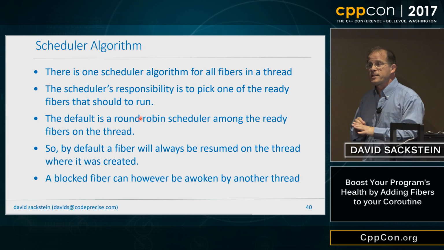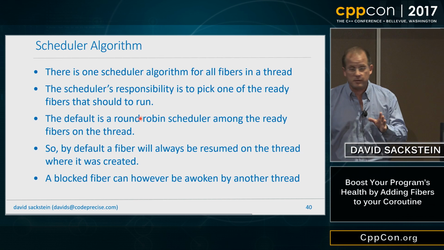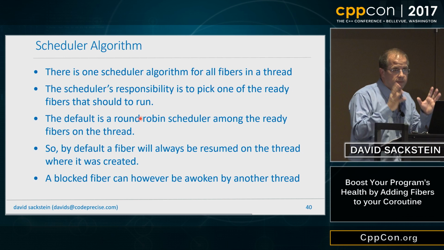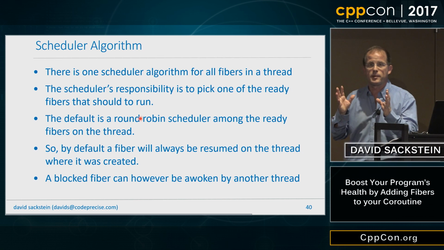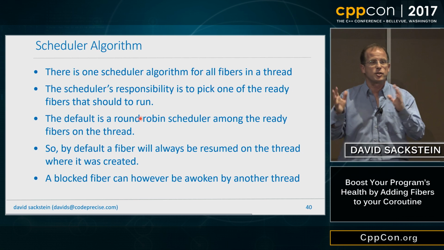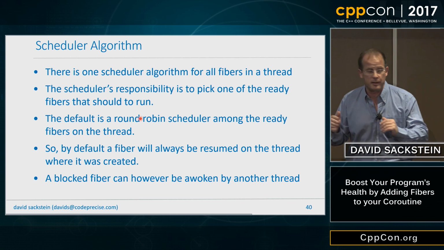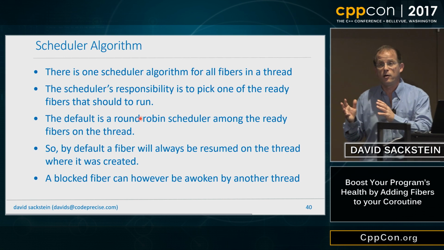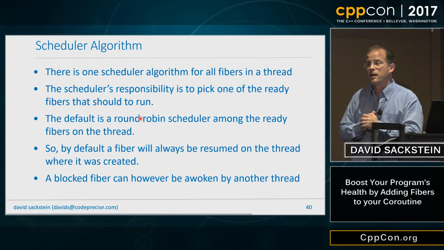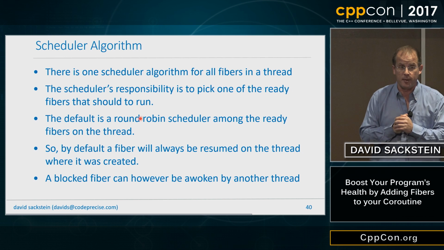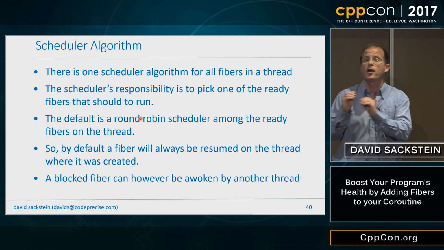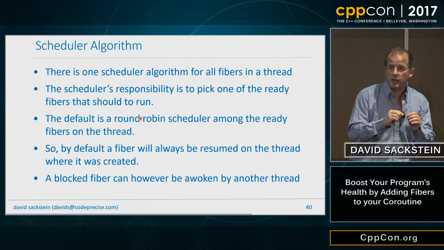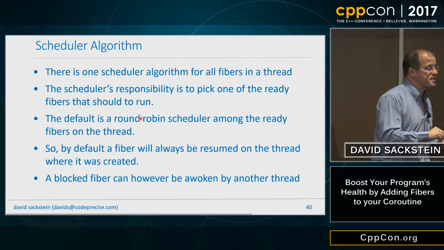The scheduler algorithm itself has a default. The default is a round-robin scheduler. So it generally tries to treat all the fibers in the thread fairly. But you can decide on the scheduler algorithm yourself. You can implement your own, and you can use some of the other options that are provided with the library. So for instance, if you want to associate a priority with certain fibers, you can do so. And this is completely customizable.